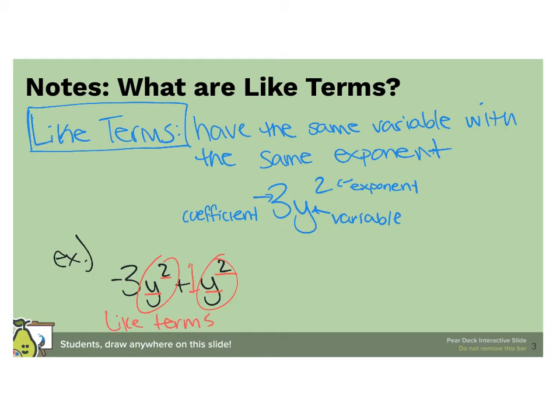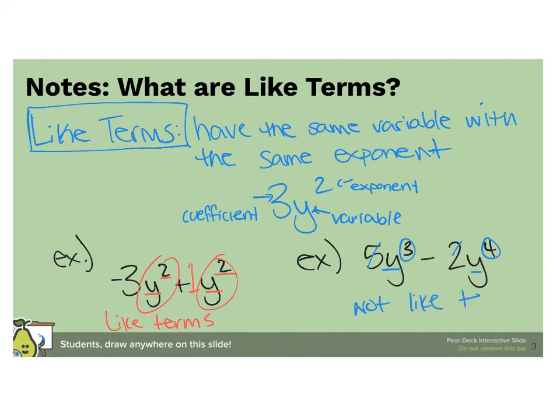Whereas if I have, say, make an example over here, say I have 5y to the third and a negative 2y to the fourth, well, coefficients I don't care about, those don't matter, but I have a y and a y, but I have a 3 and a 4. Those are different, so these are not like terms. They have to have the same variable and the same exponent. Same variable, same exponent. So these are not like terms, but these over here are like terms.